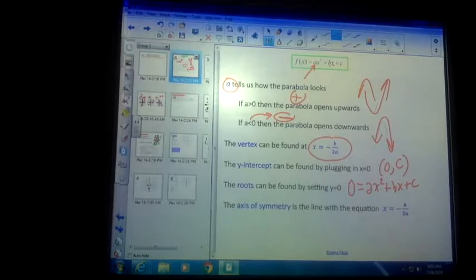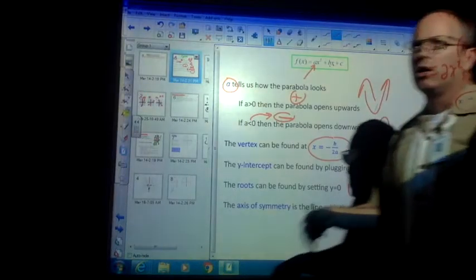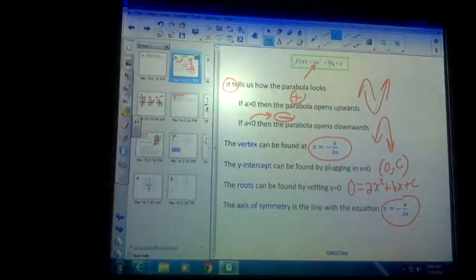And then the axis of symmetry. Anybody see where the axis of symmetry is used up there? Is that equation used twice? Take a look up there. Yeah, it's related to the vertex. As soon as you find the x component of the vertex, you've actually found the axis of symmetry, which is a vertical line that goes right through the x component of the vertex.